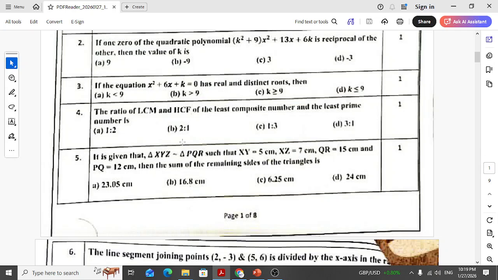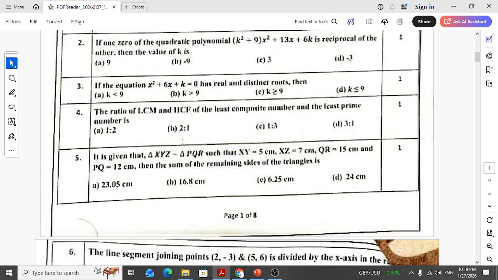The line segment joining the points is divided by the x-axis in the ratio. Since they are telling x-axis, we will use the section formula here. We will use it for y because y will be 0. So this one will be m1 into y2 plus m2 into y1 divided by m1 plus m2. Remember, if they say it is divided by the x-axis, it means y is equal to 0.